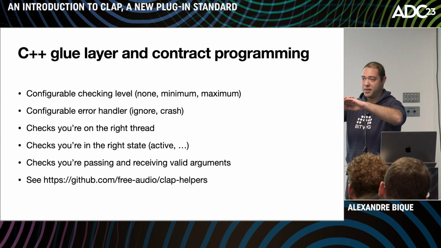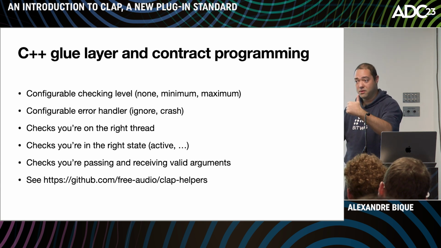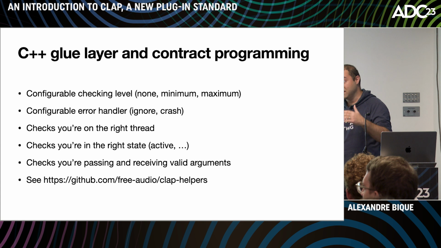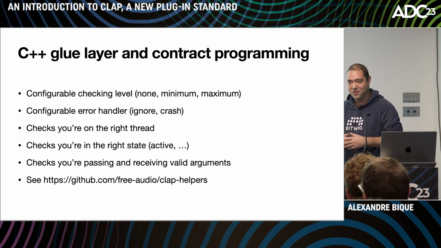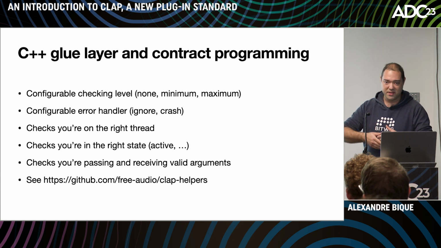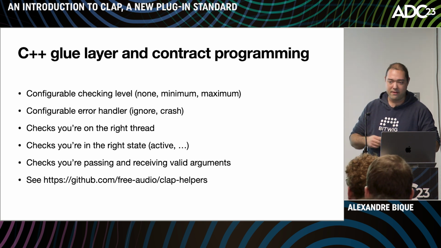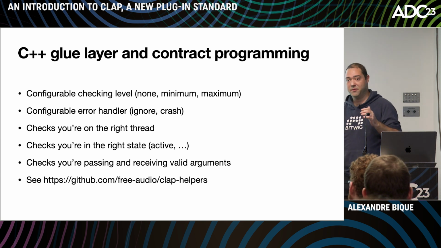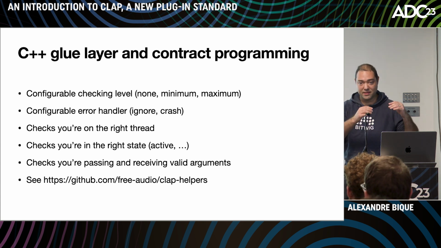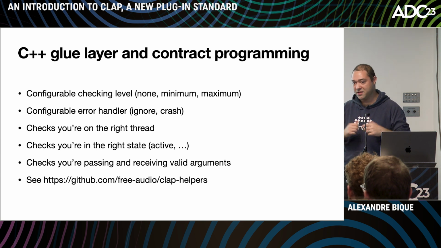And in between, there is a configurable layer of checks. It will check for you: are you on the correct thread? If you are not, it will notify you. You can configure how it will tell you. It can crash the application, so there is no way you don't notice a mistake, but it can also just log something and continue. When you're debugging, you can have a very high level of checking. So if you get a parameter change, it will check that the parameter actually exists, that the parameter ID exists, that the value is in range, and so on. It will catch everything like that.